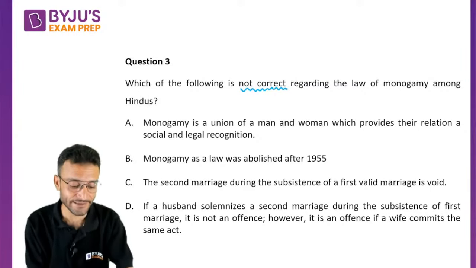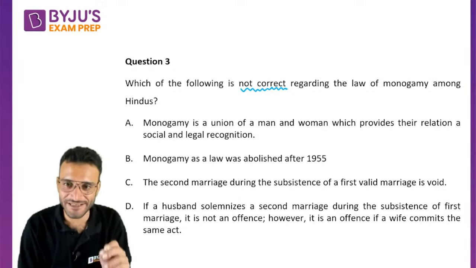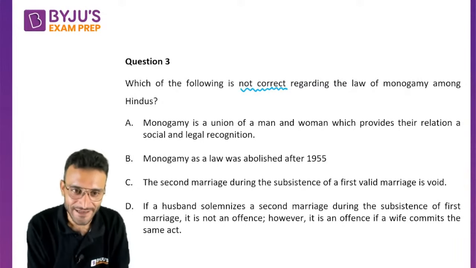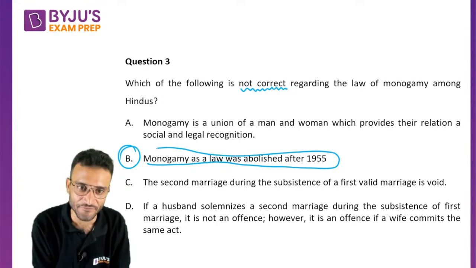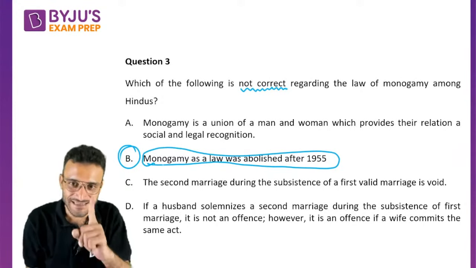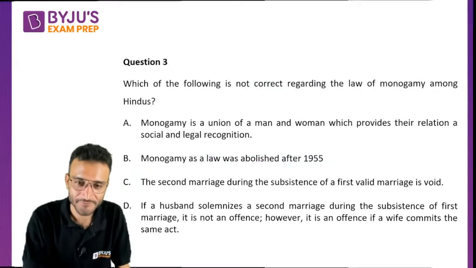Please read it correctly. Which of the following is not correct? The correct answer is monogamy as a law was abolished in 1955. Now, monogamy means single marriage. How was it abolished?